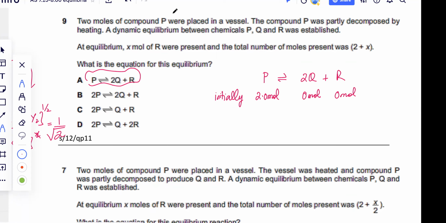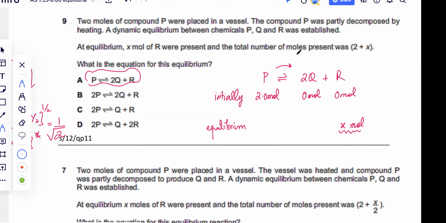So 2 moles of compound P were placed in a vessel, and the compound P was partly decomposed by heating, and the dynamic equilibrium between P, Q, and R was established. So compound P partly decomposes. So we know that there's some forward reaction happening, and there would be Q and R that would be formed, and the amount of P would decrease. So at equilibrium, he's saying that X moles of R were present. So you're at equilibrium now, and he says that there were X moles of R present at equilibrium.